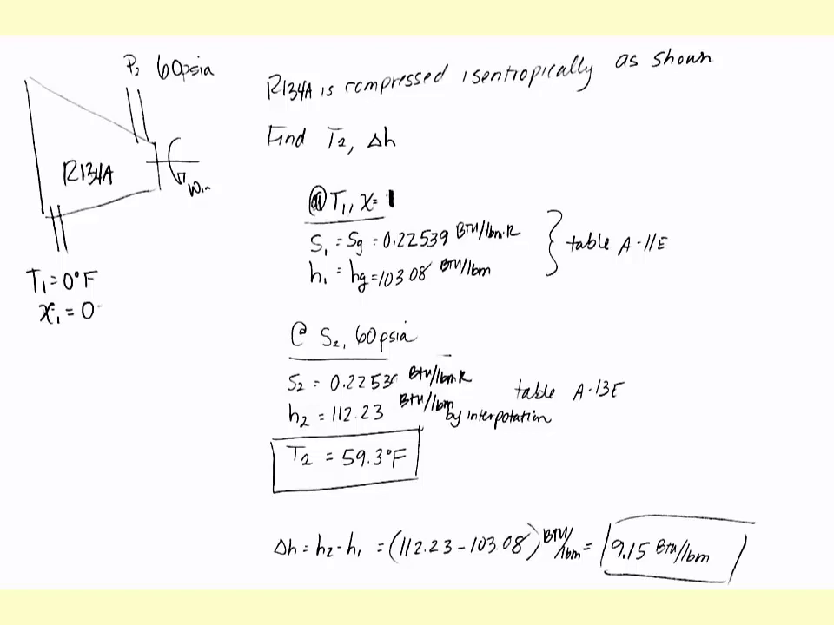Yeah, you have to also interpolate to find H2. So you'd have to look up the H value at Tsat. So the H there is 110.13, and the H value here is 112.39 BTUs per pound mass. So you follow the same methodology to interpolate, and you find a value that's in between the two, close to this value because we're close to this value. And then when you calculate the difference, you get 9.15 BTUs per pound mass.